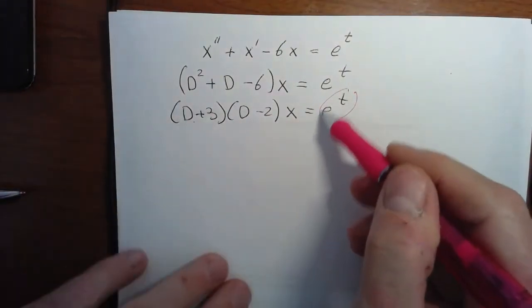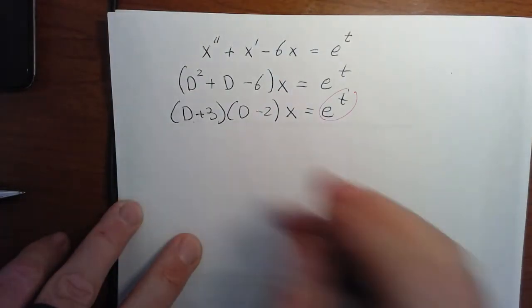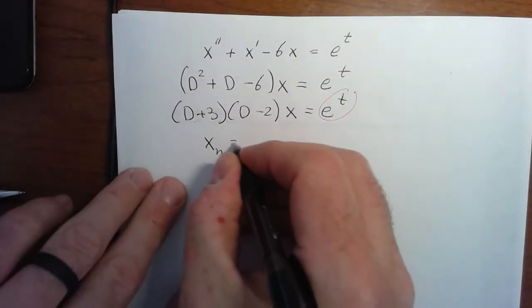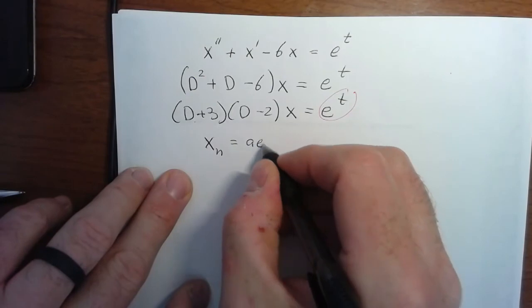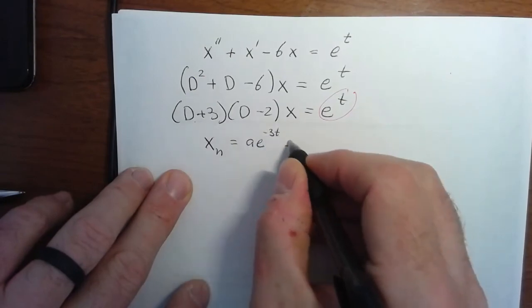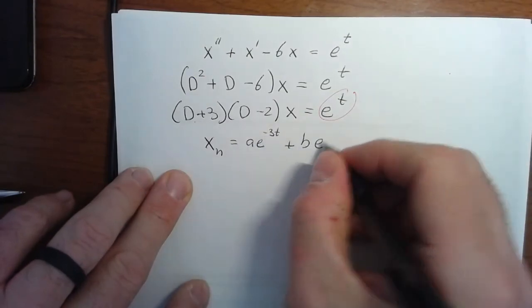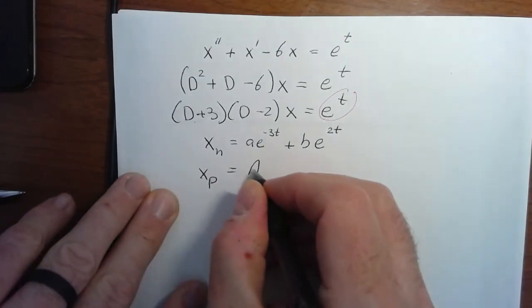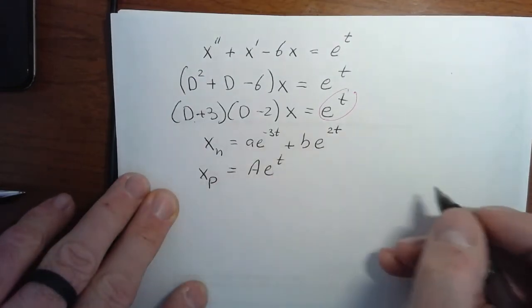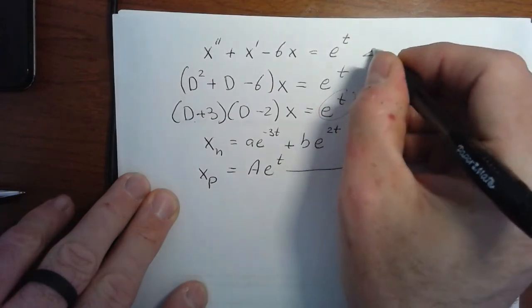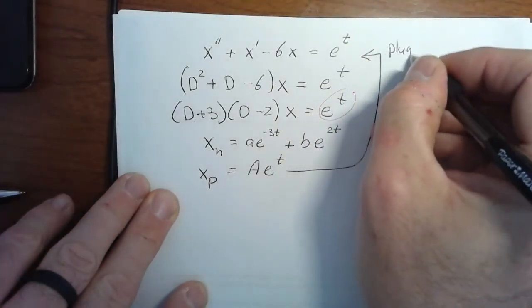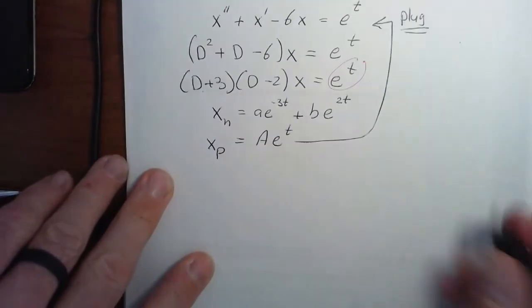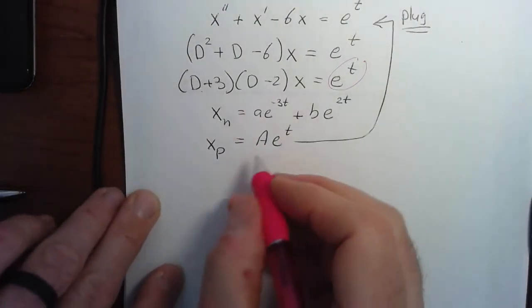We need to start putting on t's. My homogeneous solution is a e to the minus 3t plus b e to the 2t. And my particular solution is going to be some multiple of a e to the t. How do I find that out? I have to plug it back in. Right. So let's do that.